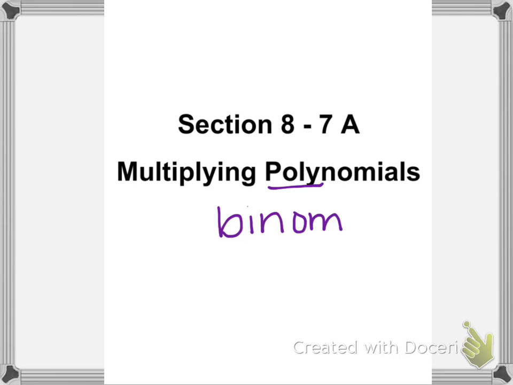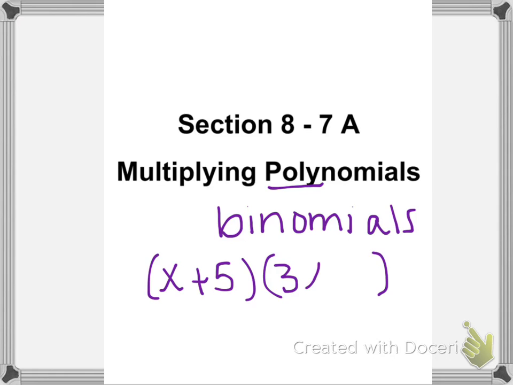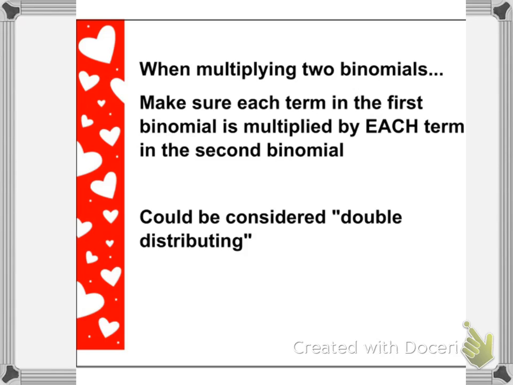And bi means two. So we're going to be multiplying two things together that each have two terms, like x plus 5 and 3x minus 2. Each of those has two terms, and we're going to learn how to multiply those together. When you are multiplying two binomials together, every term in the first binomial has to be multiplied by every term in the second binomial. Basically, you have to distribute twice. You have to distribute each term in the first to each term in the second.